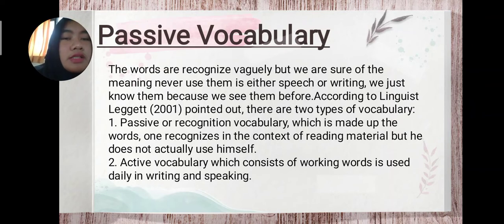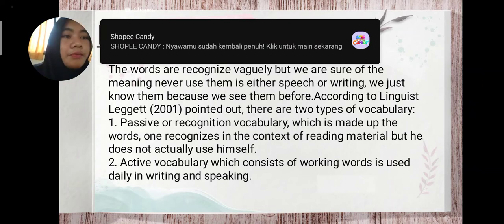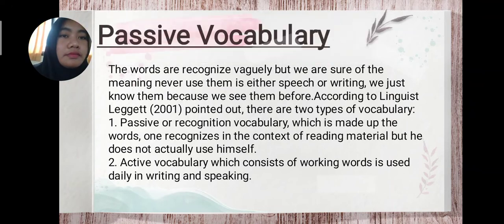According to linguist Leggett, 2001, there are two types of vocabulary. One, passive recognition vocabulary, which is made of the words one recognizes in the context of reading material, but does not actually use himself. Two, active vocabulary, which consists of working words, used daily in writing and speaking.